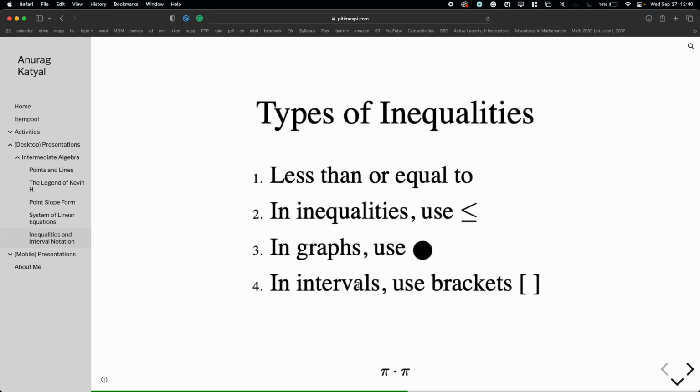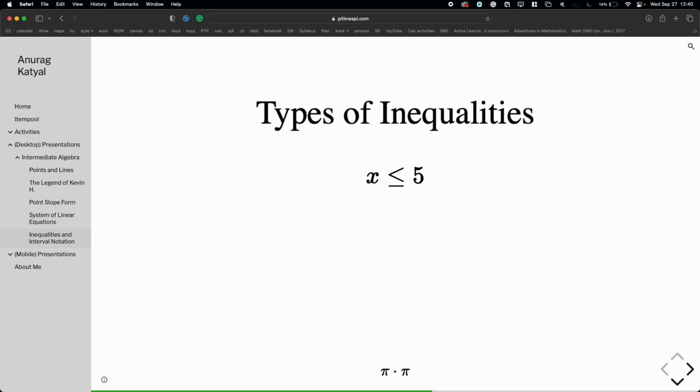And in the intervals, we use brackets, square brackets, not parentheses anymore. Are we all good so far? Let's see this in action. So x is less than or equal to 5. What number goes in the middle?